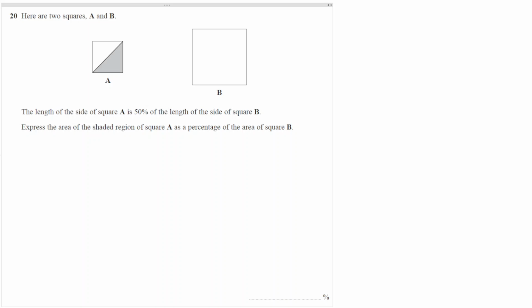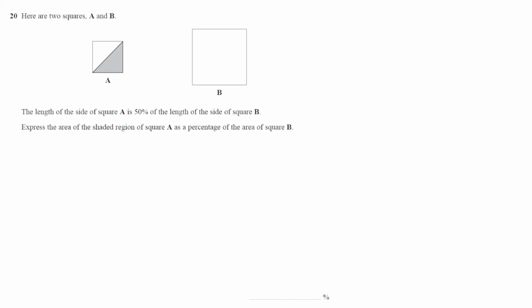Right, this is a 2019 foundation question from paper 1. Two squares, A and B, and you can see that half of square A is shaded in. It tells us some information that relates the lengths of the two squares. So the length of the side of square A is 50% of the length of the side of square B. Express the area of the shaded region of square A as a percentage of the area of square B.